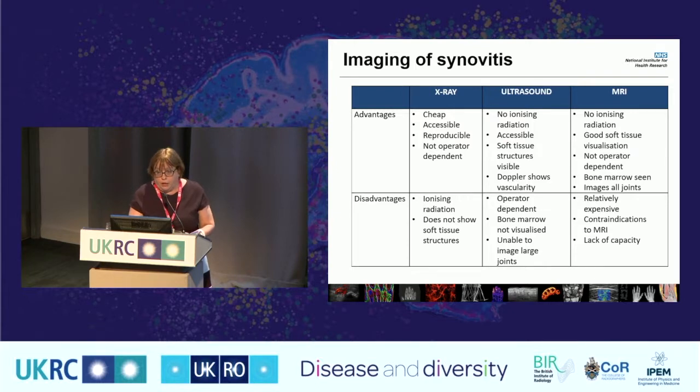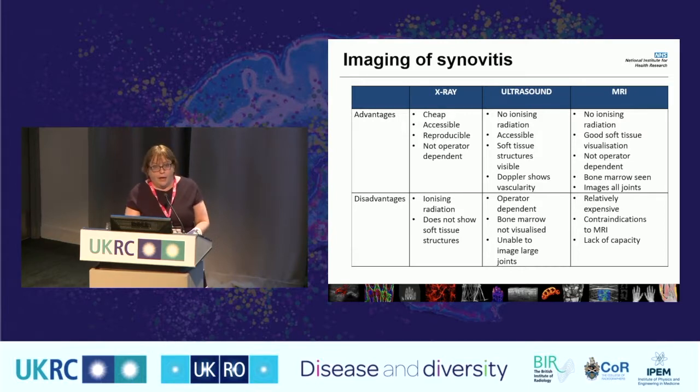There's no ionizing radiation. Most hospitals have an ultrasound machine, and it's really good at looking at soft tissue structures. And with the use of Doppler, we can see whether there's any vascularity within the synovitis as well. But unfortunately, ultrasound is very operator dependent, so you can have two people doing the scans and come up with a different result. We're unable to image large joints like hips or big knees because of the penetration of the ultrasound waves. And unfortunately, we can't see bone marrow and bone marrow edema on them.